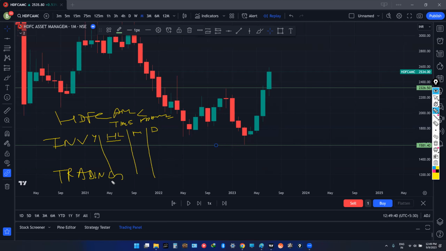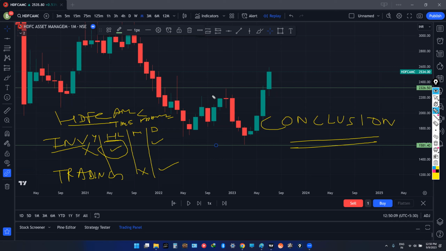Now you can tick mark. HDFC AMC, is it looking good for trading in daily? Yes. Is it looking good for trading in monthly? No. As per the chart, what does the chart say in monthly? What does the chart say in daily? For investing, is it looking good on daily? Yes. Is it looking good on half yearly? Yes. On yearly? No. So based on this, you have to come to a conclusion.